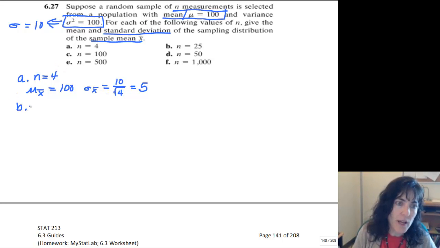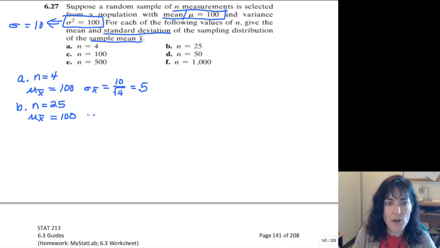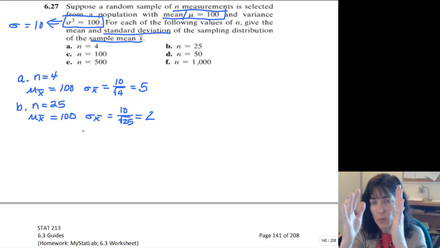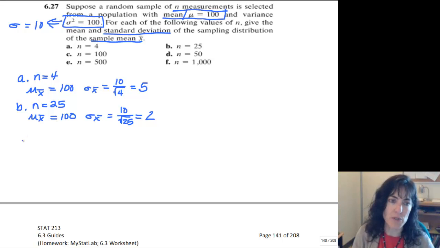Okay, part B. If the same situation but our n equals 25, our mean for our x bar is still going to be 100 because it matches the population, and then our sigma for our x bar is going to be 10 again over square root of 25. Square root of 25 is 5, so 10 divided by 5 will give me 2. And now I'm way down. I had a 5 for the first one with n equals 4, and for n equals 25 now I have a sigma for my x bar of 2. So it's gone way tighter as soon as I increased my sample size a little bit.